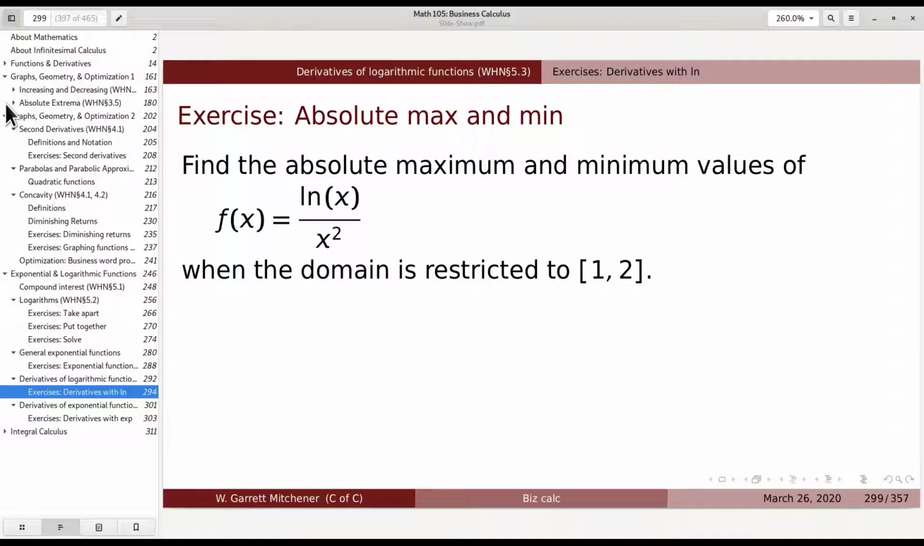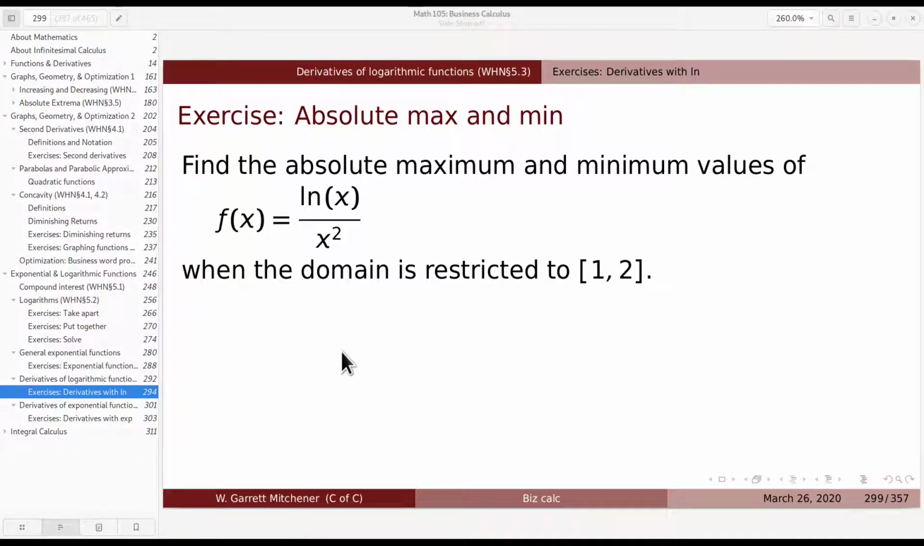In this video, I'm going to demonstrate finding the absolute maximum and minimum values of a function involving the natural logarithm. The function I'm going to work on is f of x equals ln of x divided by x squared. The domain is restricted to be the closed interval from 1 to 2. If you're fuzzy on this, go back to section 3.5 and review how absolute maximum and minimum works, and then come back and look at this video again.